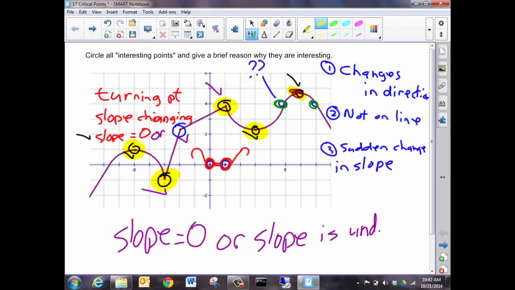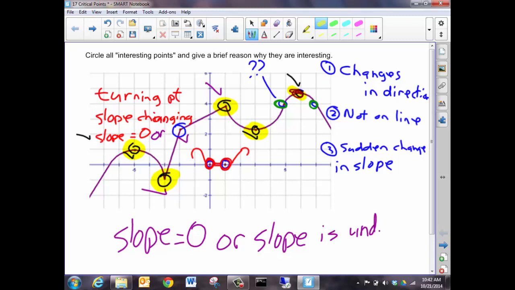What else can you tell me about each of those? It's where the slope is positive and goes to negative. The slope goes from positive to negative or negative to positive. Here's what I want you to do. I want you to look at each of these locally. What do I mean by locally? What's around? Look right around it. Describe each of these looking at it just locally.